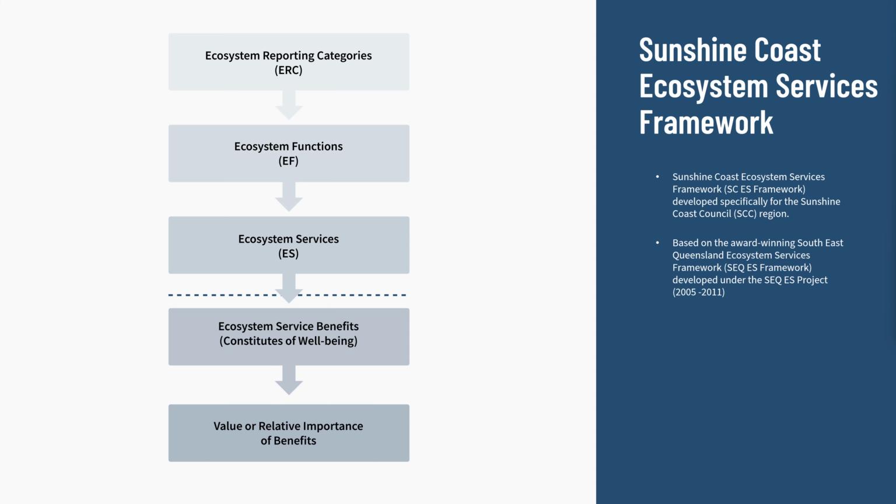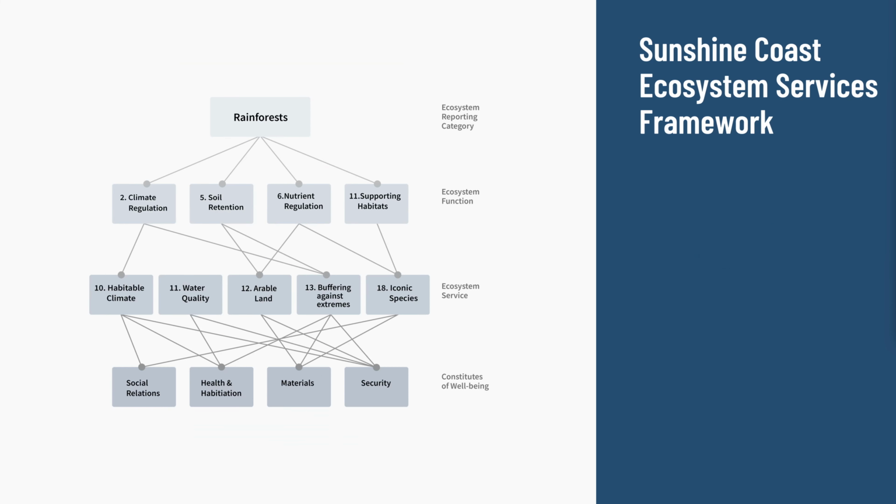So for example, in this diagram, rainforests perform a wide variety of ecosystem functions, including climate regulation, soil retention, nutrient regulation, and providing supporting habitats. The performance of those functions enables the flow of a wide range of ecosystem services, such as providing us with a habitable climate to live in and arable land to grow crops on. Those services ultimately contribute to various elements of our well-being.